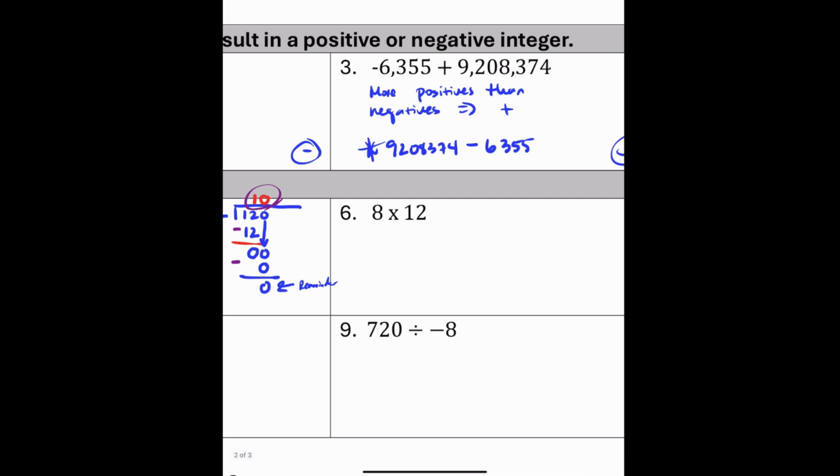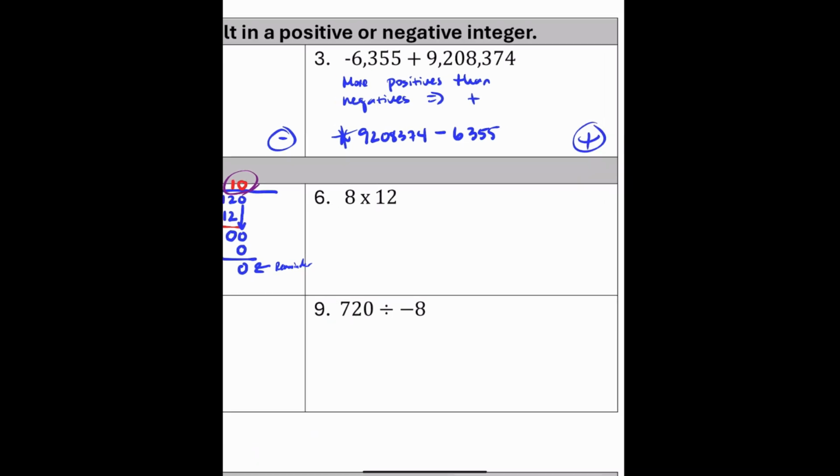Number 6, we have 8 times 12. Okay, so we're multiplying this time, and how I'm going to do this is I always like to write the number with the most digits up top. So I write 12 first, right? There are 2 digits in 12. And then I'm going to write the multiplication sign and write the number with the least number of digits. So that will be 8. So we have 12 times 8, and how we're going to do this is we look at the 8, and then we're going to multiply that by 2.